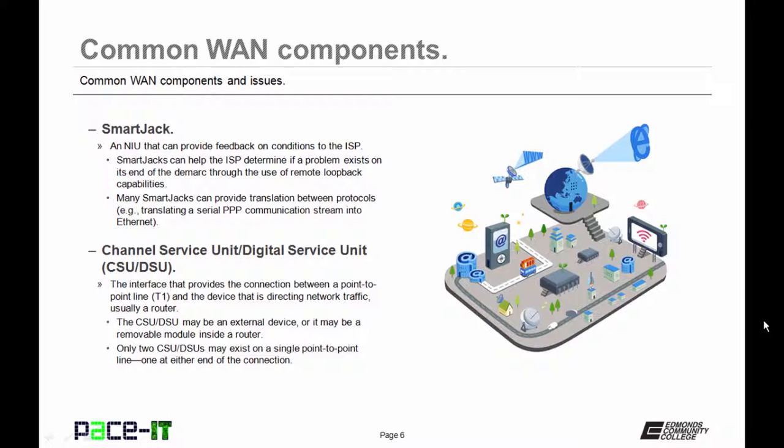More than likely on larger networks, you will find CSU/DSUs, that's Channel Service Unit/Digital Service Unit. This is the interface point that provides the connection between a point-to-point line and the device that is directing network traffic, which is usually a router. The CSU/DSU may be an external device, or it may be a removable module inside of a router. Only two CSU/DSUs may exist on a single point-to-point line, one at either end of the connection.